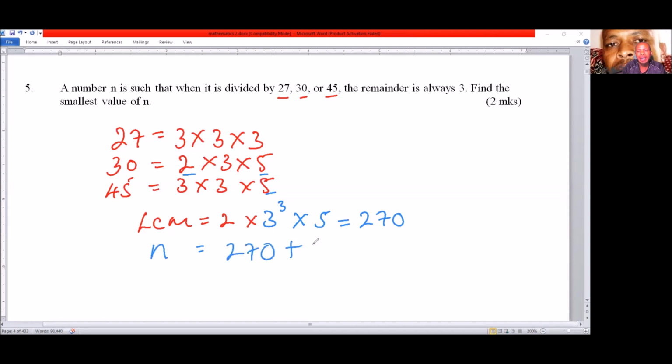You add 3, it is equal to 273. So whenever you divide 273 by 27, the remainder will be 3. If you divide by 30, 3 will remain. If you divide by 45, 3 will remain. So our n is 273.